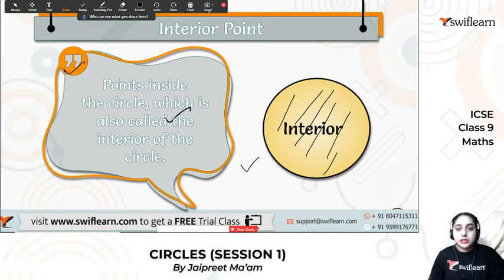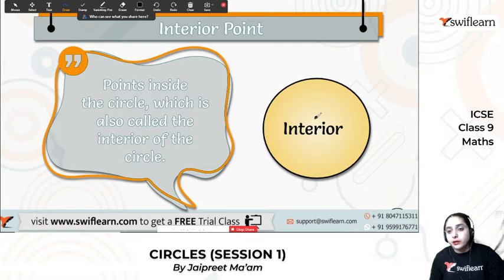Any point inside the circle, for example the center of a circle, where is it? Inside the circle. So this is known as an interior point. Any point here, here, or here is known as an interior point of the circle.